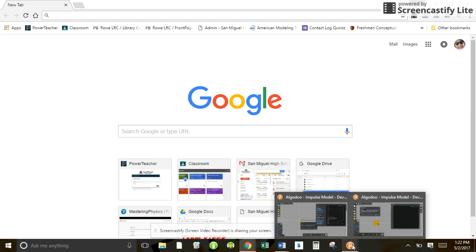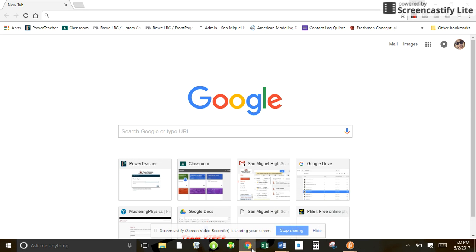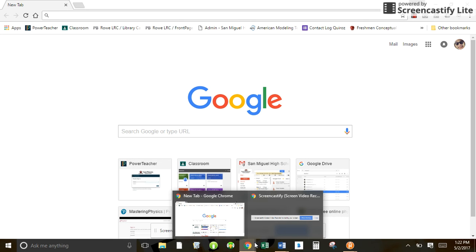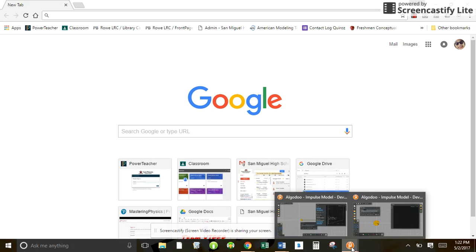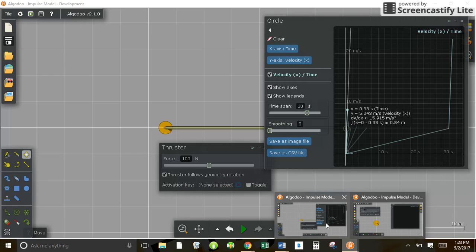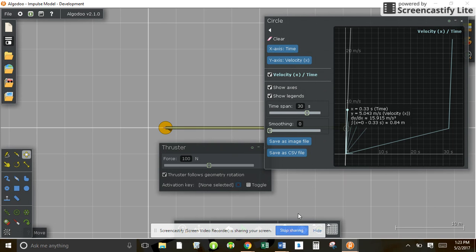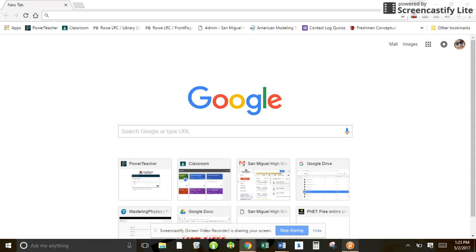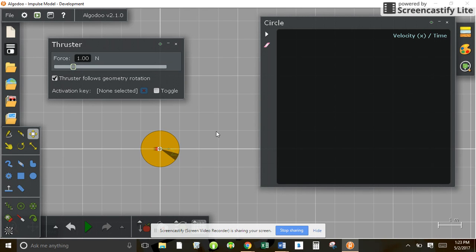We're looking at impulse. In order to define what impulse is, we have to look at the pieces that work together to become impulse. So let's take a look at our simulation environment. Here's our impulse environment.